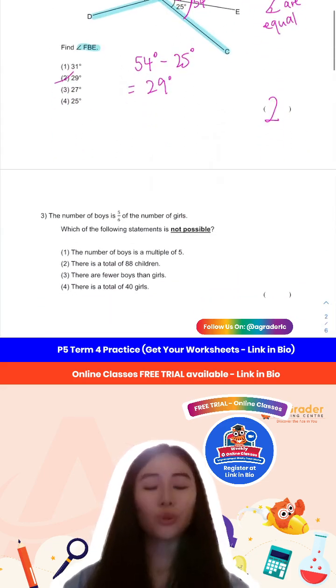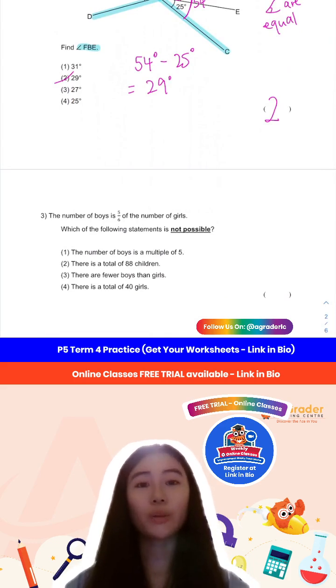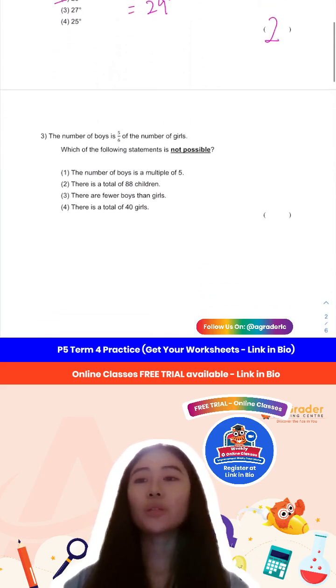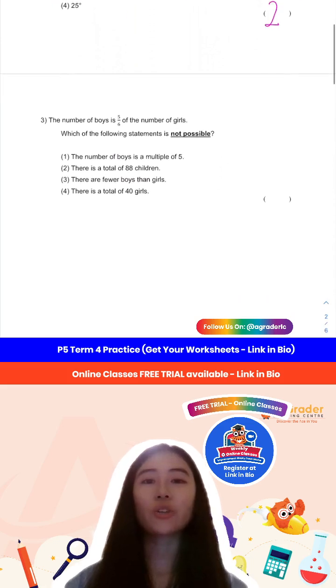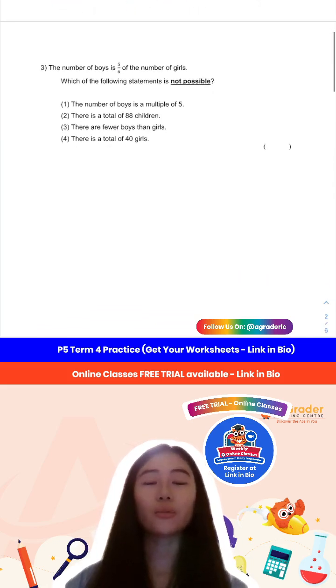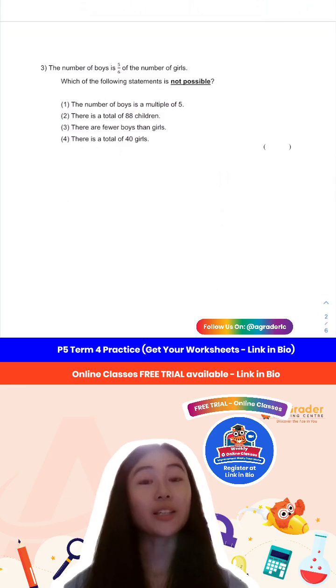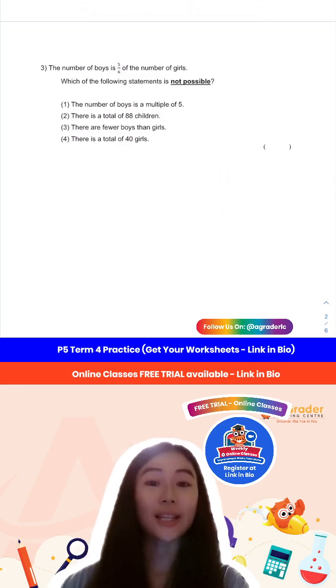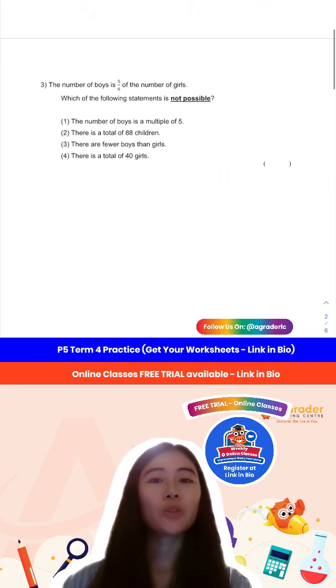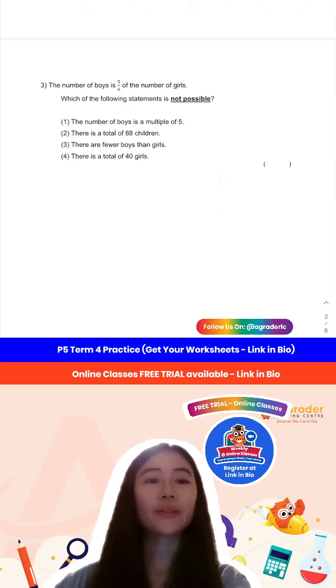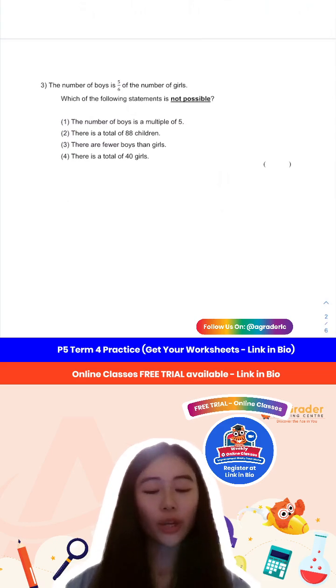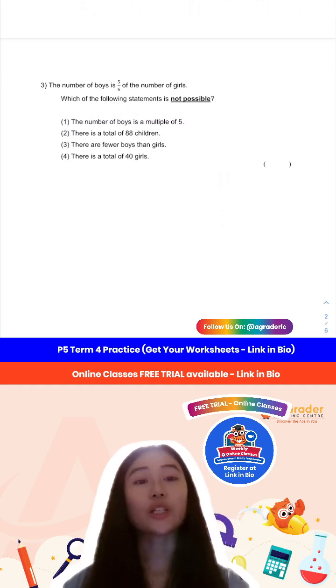For those of you who actually downloaded our worksheets beforehand, you will notice that for question 3, I changed it, because in your worksheet it is a ratio. You never learned ratio, right? So I changed it to fractions instead. You can read question 3 and then let me know the answer. So I changed this from ratio to fraction.